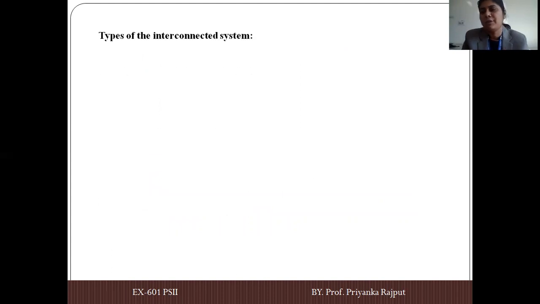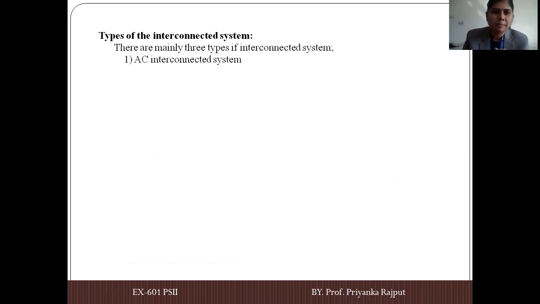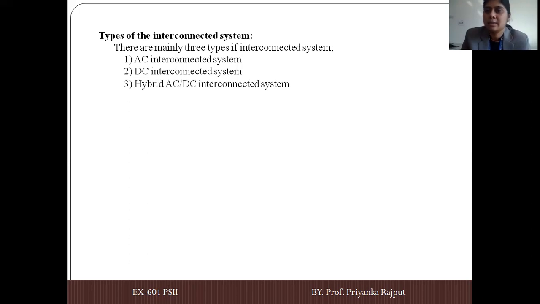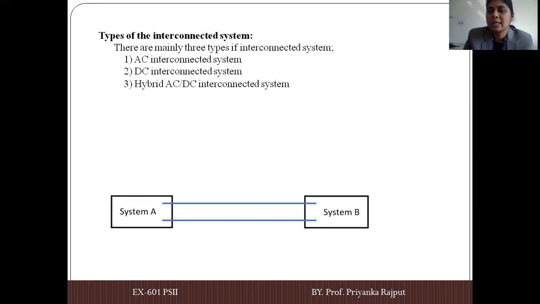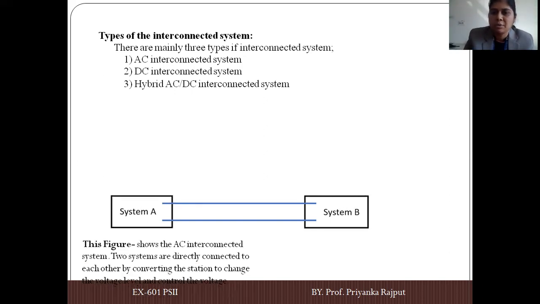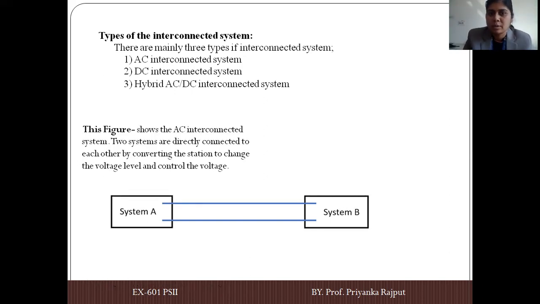Now, the types of interconnected system. There are mainly three types of interconnected system. First one is the AC interconnected system, second one is the DC interconnected system, and third one is the hybrid AC-DC interconnected system. In an AC interconnected system, both sides, system A and system B, are directly connected to each other through converting stations to change the voltage level and control the voltage.